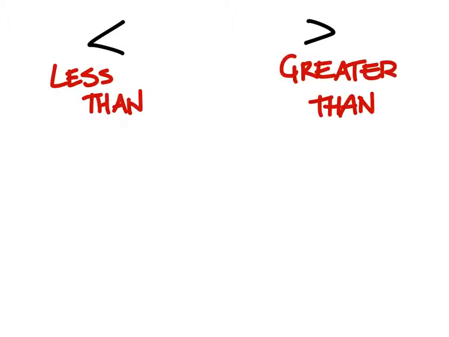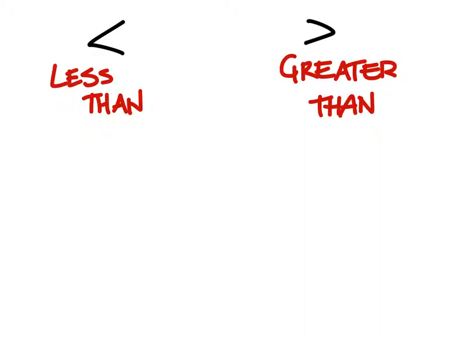So this first one on the left, that is less than. And then the one on the right is greater than. So we know it's less than because it kind of looks like an L right there. And the greater than one kind of looks like the part of the G. That looks like the greater than part.